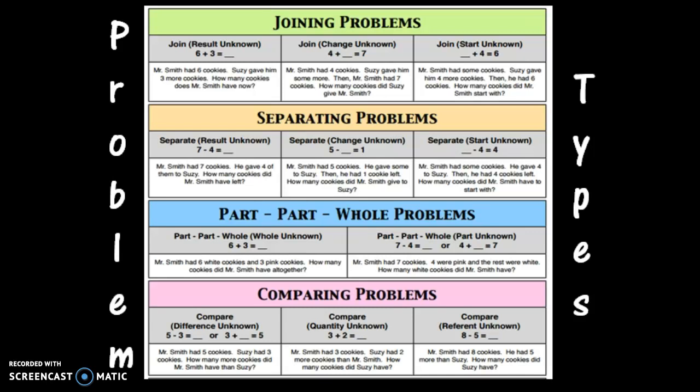When you have a result unknown, that means the ending of the problem, the answer, is unknown and we must find it. The change unknown is when the middle part is unknown, but we know the beginning and the ending. And the join start unknown is where we know the middle and the end, but we don't know the beginning.